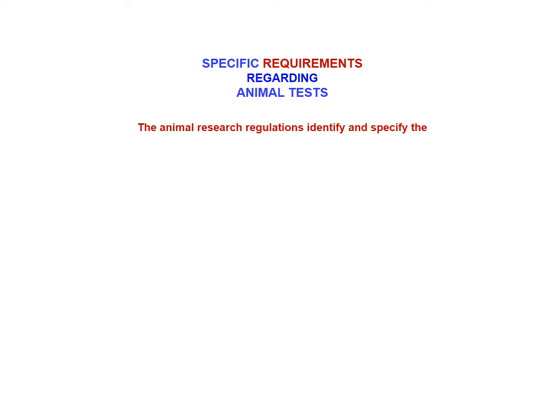The animal research regulations identify and specify the protected animal species. For example, pets are included in that category. Farm animals are not. Another requirement is how these animals are procured for the study. For example, just obtaining stray cats and dogs from the city, which may be a desirable outcome to clean the streets of the city, is not allowed.